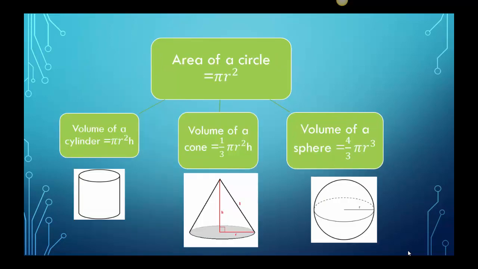So here I have the area of a circle is pi r squared, and then I have three shapes that are related to volume that all use circles. The first one's a cylinder, and this one's pretty simple. I take the area of a circle, pi r squared, and I multiply by h. Here's that point again. So anything that comes to a point, I have the 1/3, area of a circle, pi r squared, and then times the height.